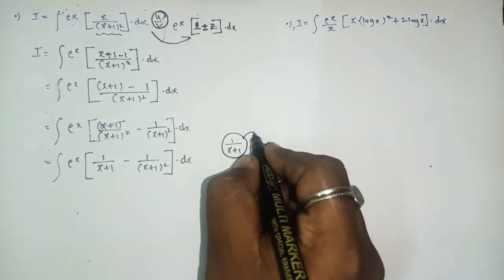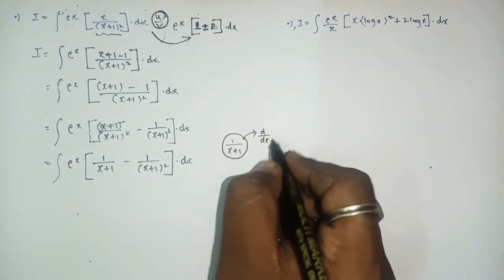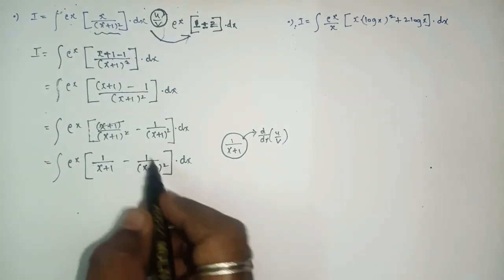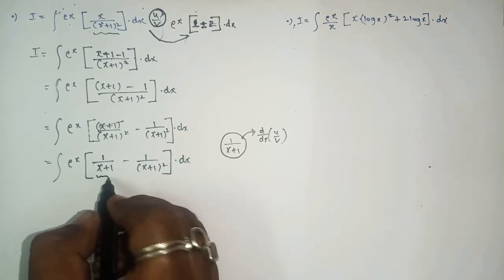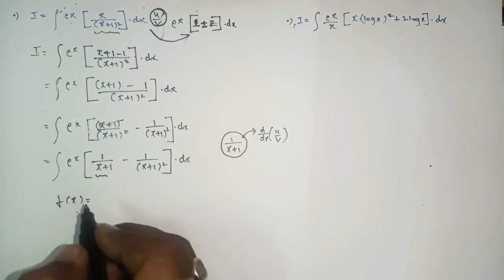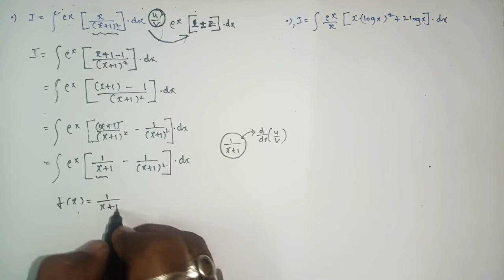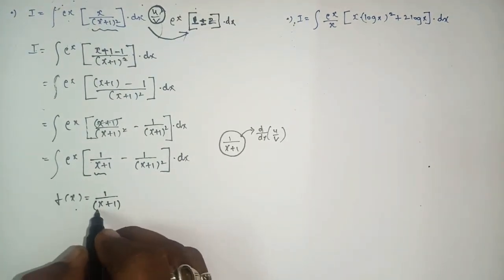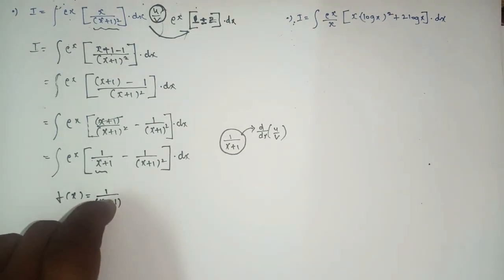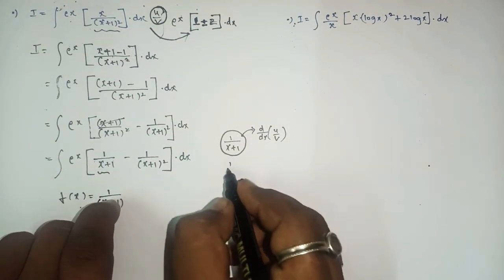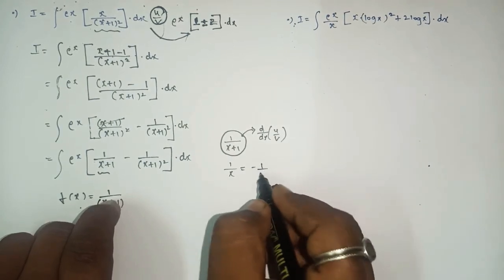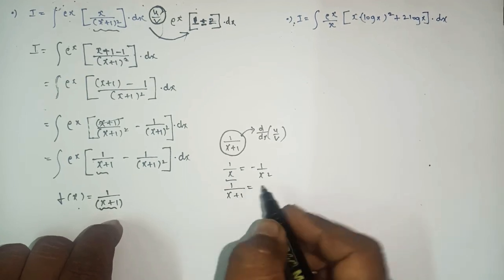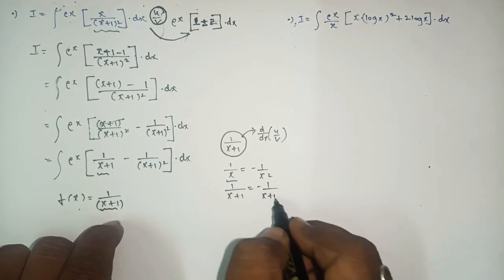If we consider this first section as f of x, then when you find the derivative of this part, using the derivative of u by v, you will get this answer. So let's see. We'll consider this part as f of x, so f of x is 1 upon x plus 1. Now consider this whole term x plus 1 as x. If you consider this whole section as x, what is the derivative of 1 upon x? It is minus 1 upon x square. But here in place of x, it is x plus 1. So the answer will be minus 1 upon x plus 1 the whole square.